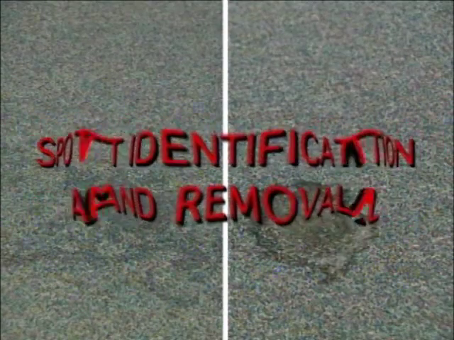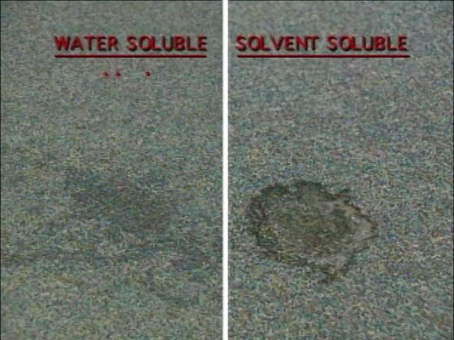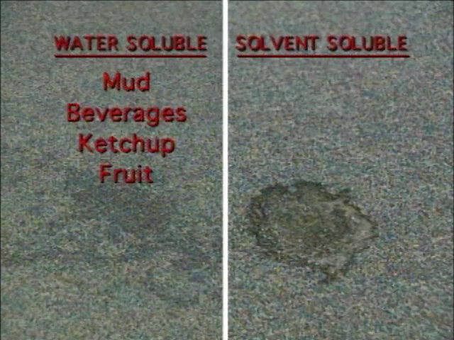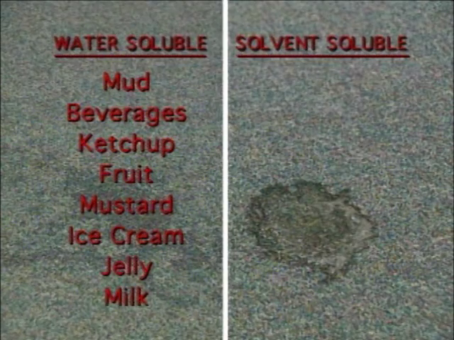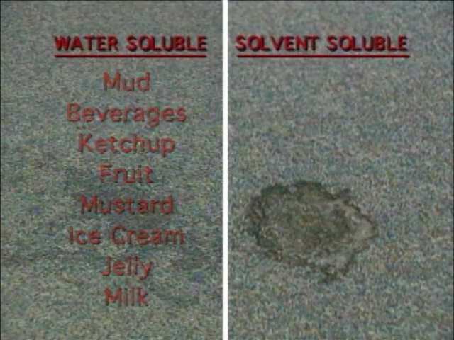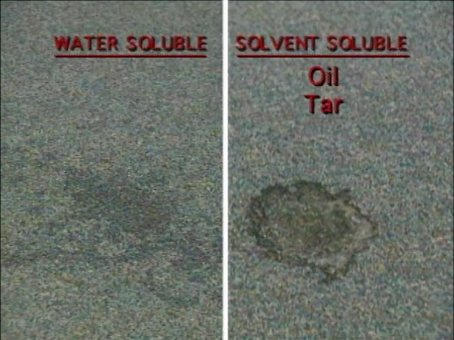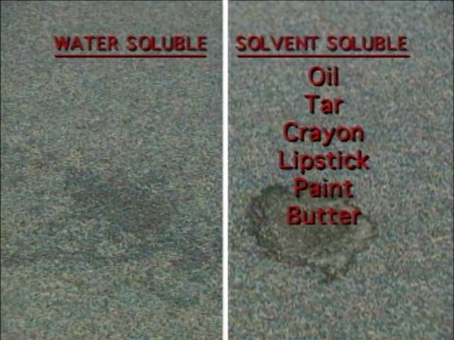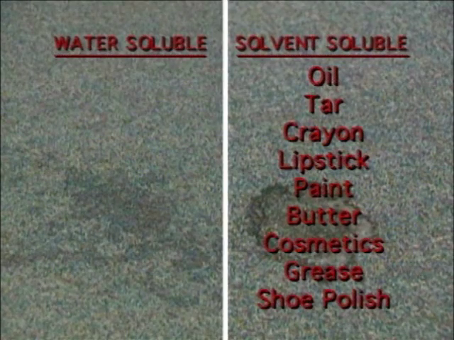Spots fall into two categories, water-soluble and solvent-soluble. Examples of water-soluble spots are mud, beverages, ketchup, fruit, mustard, ice cream, jelly, and milk. Solvent-soluble spots include oil, tar, crayon, lipstick, paint, butter, cosmetics, grease, and shoe polish.